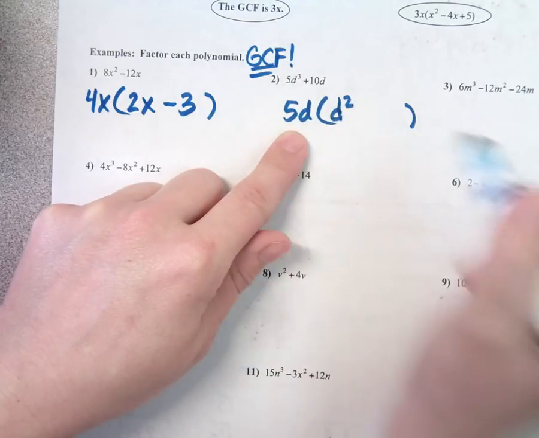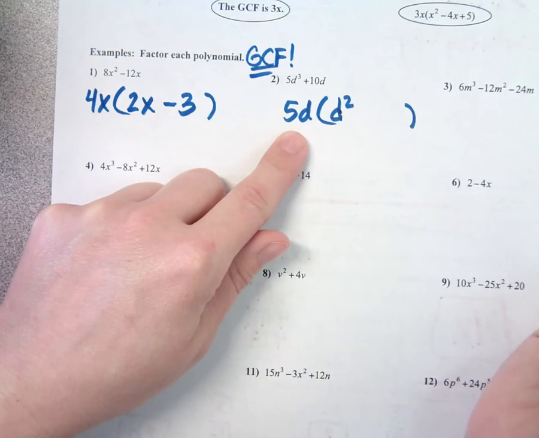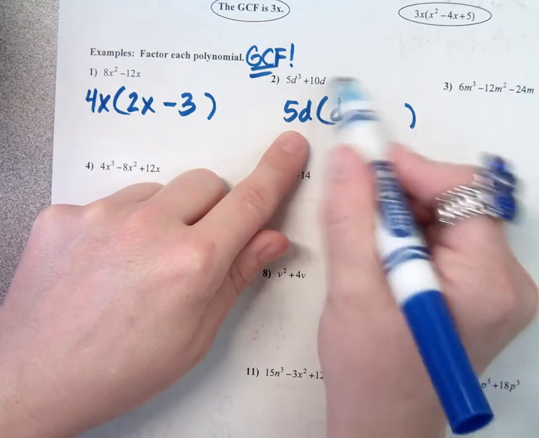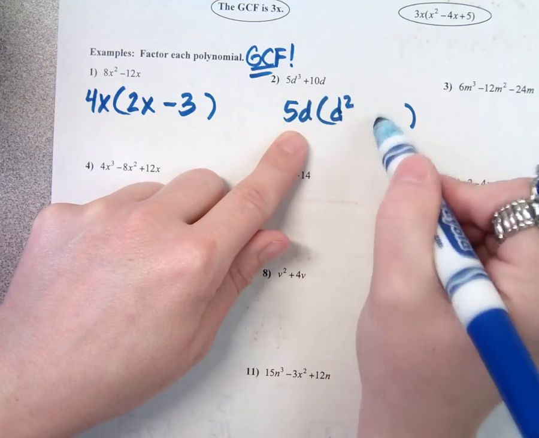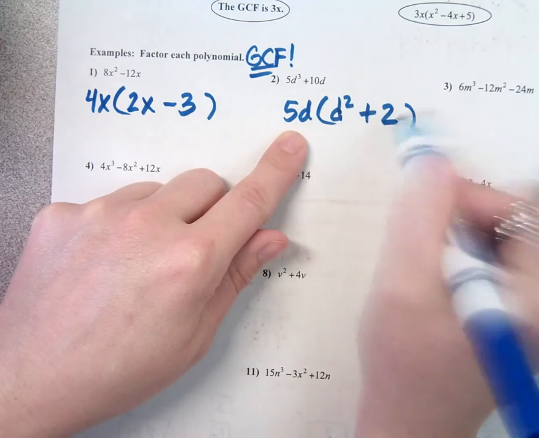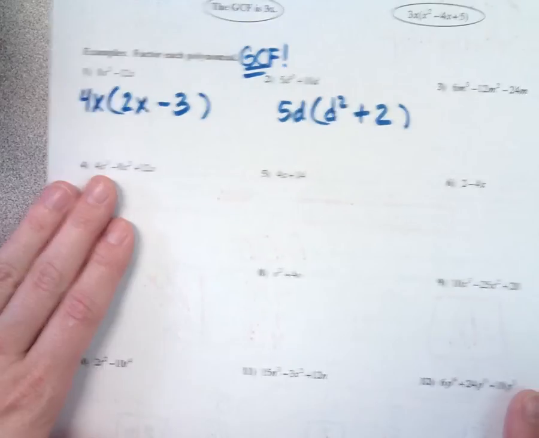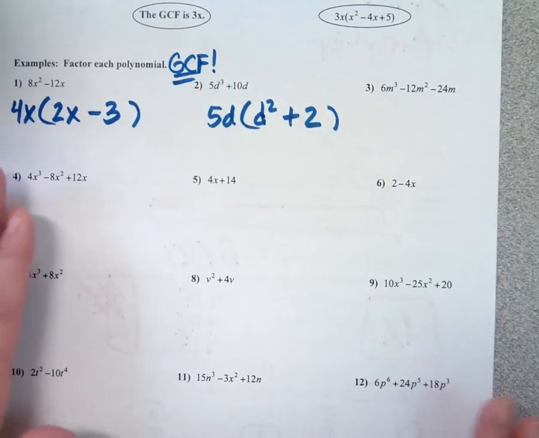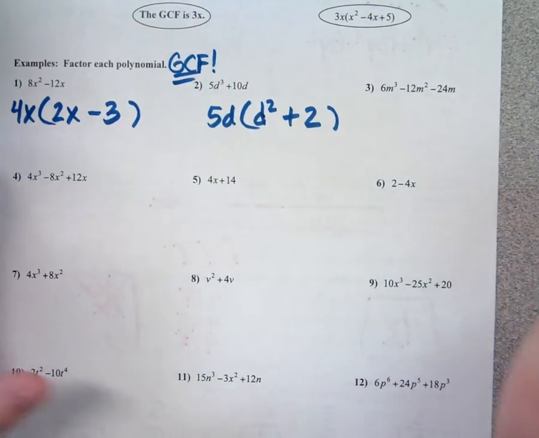1D squared. And I can put the 1 or not put the 1. It doesn't really matter. So how about 5D times what would make 10D? A positive 2. And I know when I did this with my freshmen, I had to explain a little bit more. So if any of you are forgetting, don't hesitate to ask me.